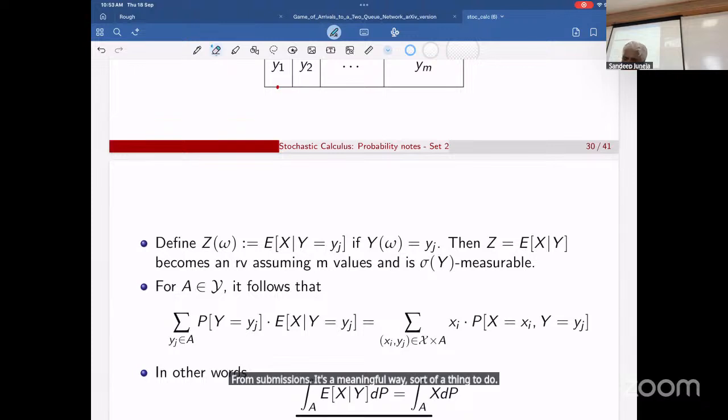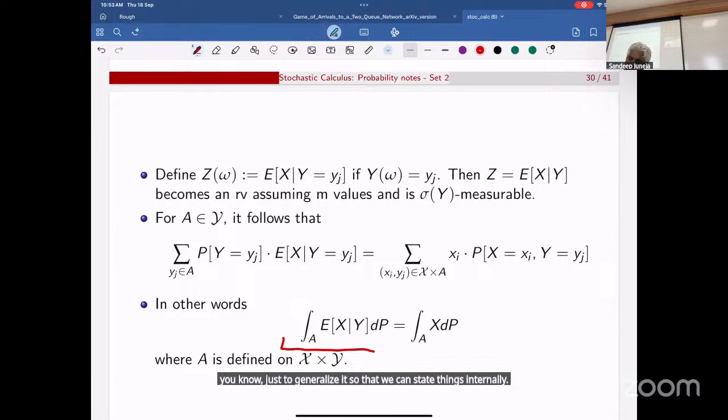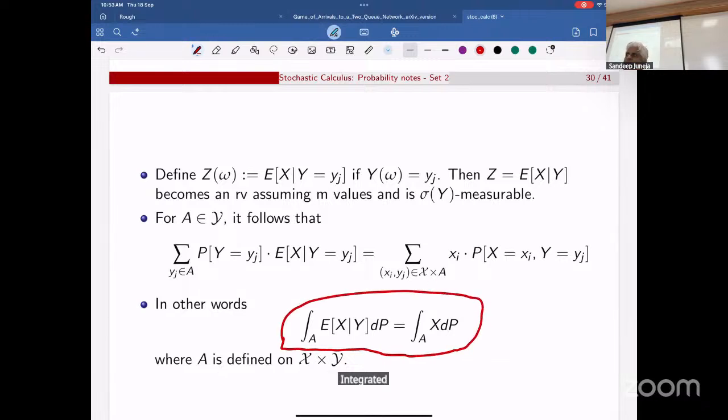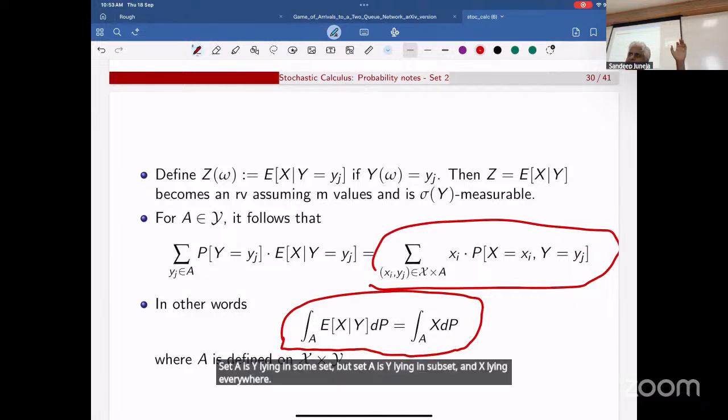So now really what we've done is generalize this quantity so that we can state things generally. We're saying the integral of E of x given y with respect to probability measure P on the set A is the integral of x dP on the set A. Set A is y lying in a subset and x lying everywhere. Same thing.